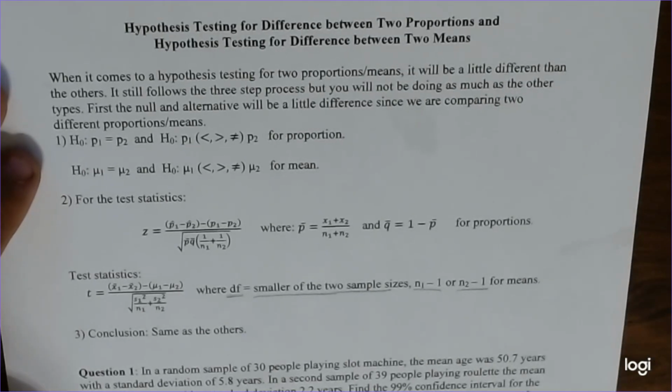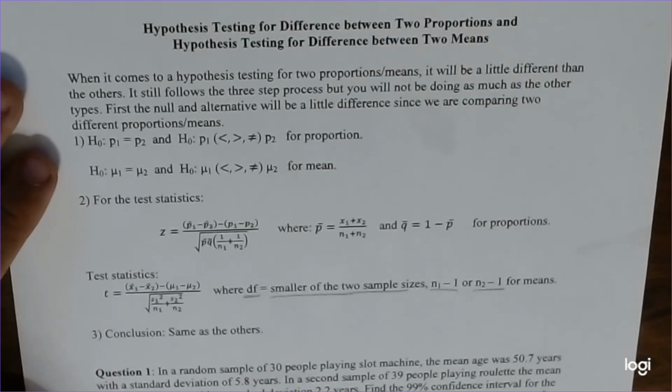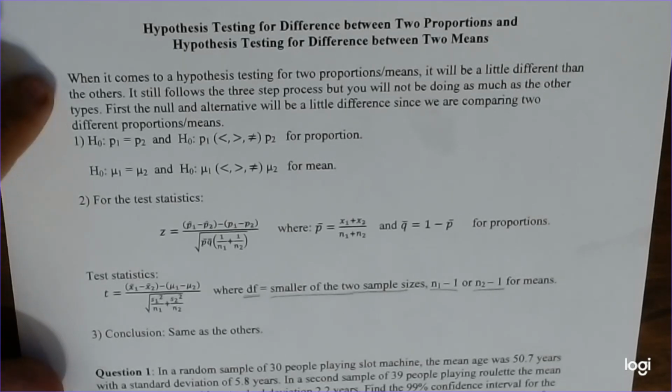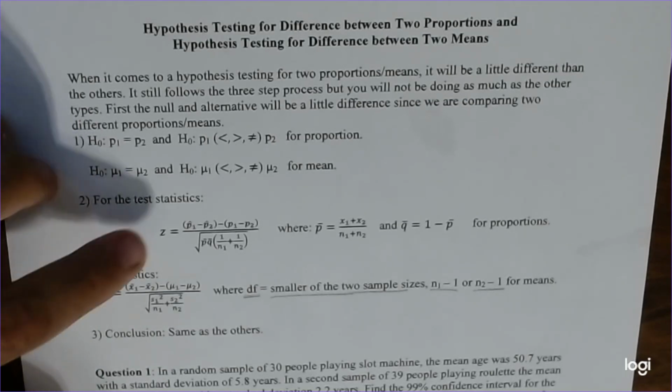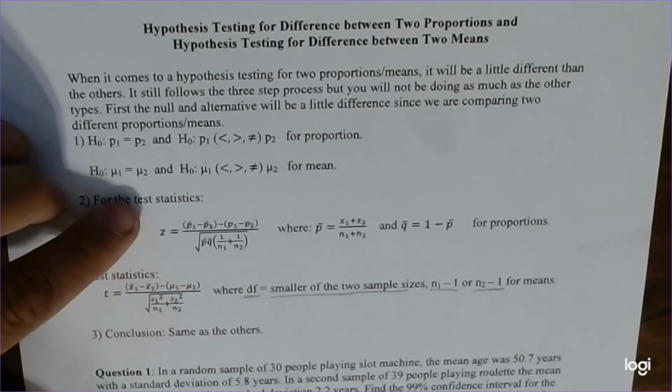So this one's hypothesizing for difference between two proportions and hypothesizing for difference between two means. Now I put these two sections together because they're pretty much the same concept. Again, just like every hypothesis, the only thing that changes is finding the test statistic itself.